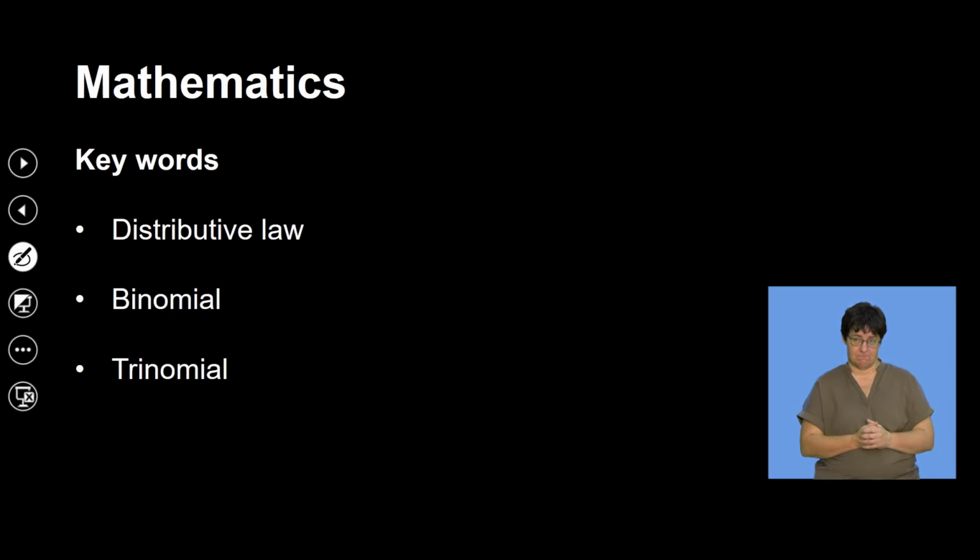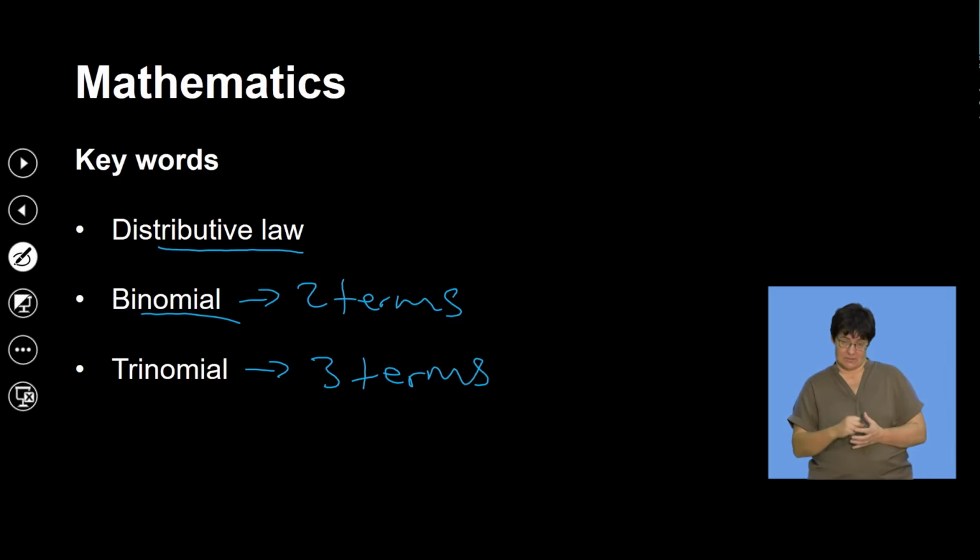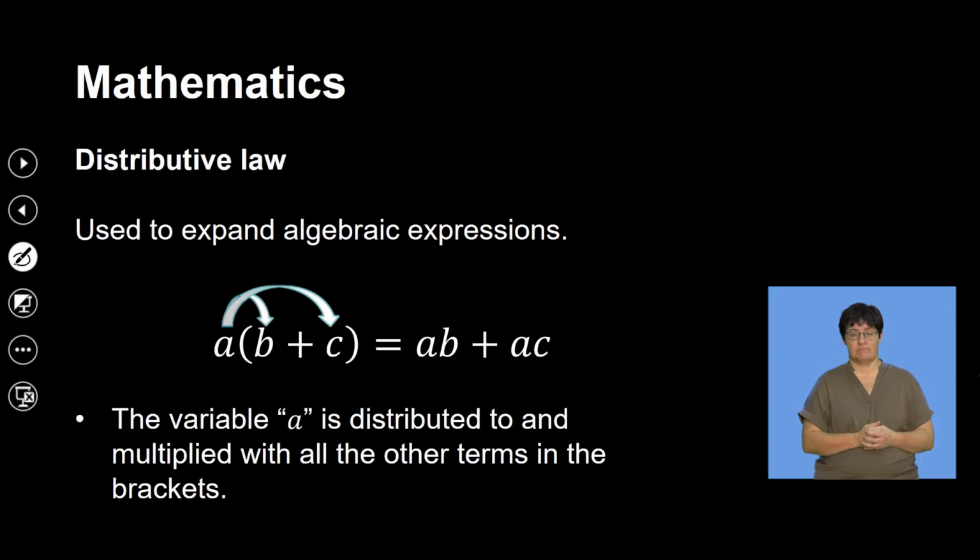The keywords for us to look at is the law that you've been doing ever since you tried to do some proper algebra, which is called the distributive law. Also, a binomial, as I said, is when we have 2 terms. Also, a trinomial will be when we have 3 terms that we are dealing with as an expression. Now, the distributive law is used to expand algebraic expressions. And then I'm going to show you how to actually do that.